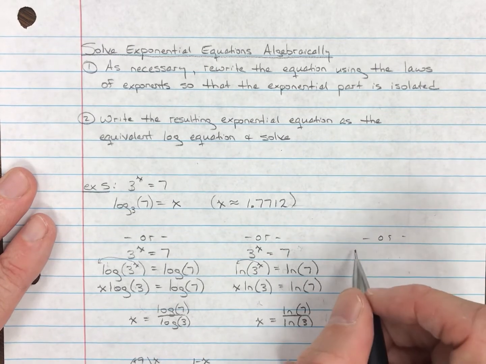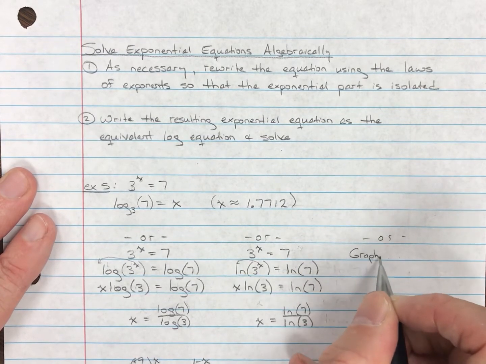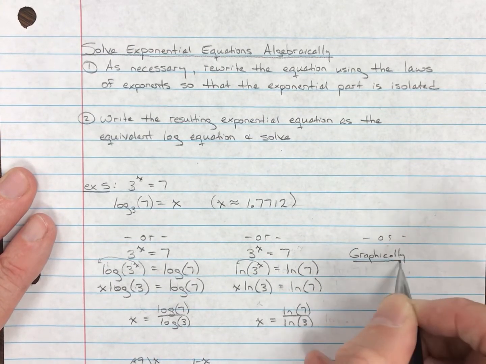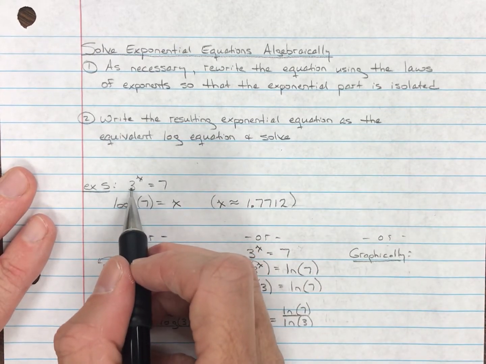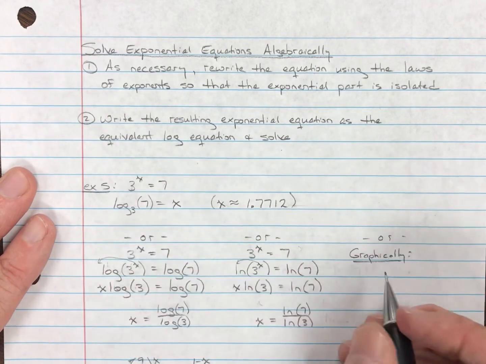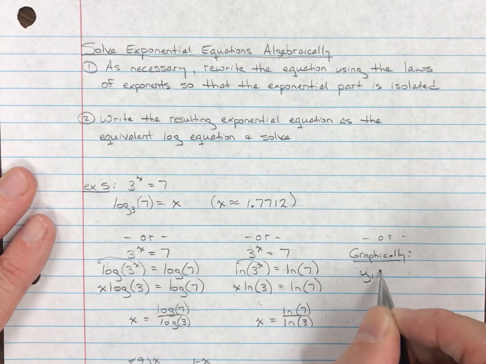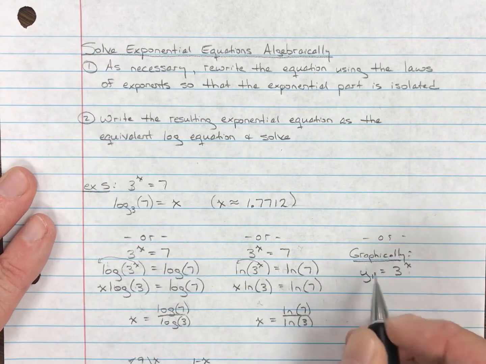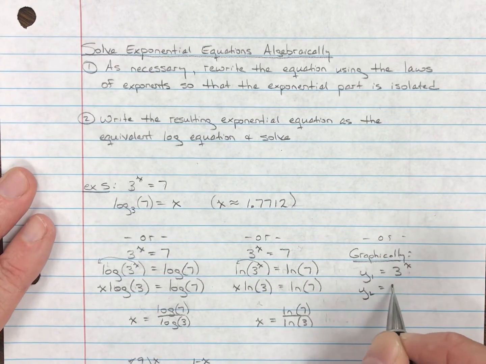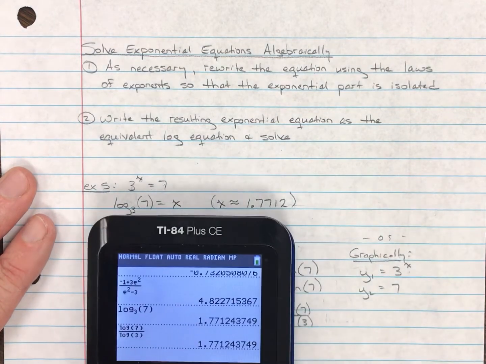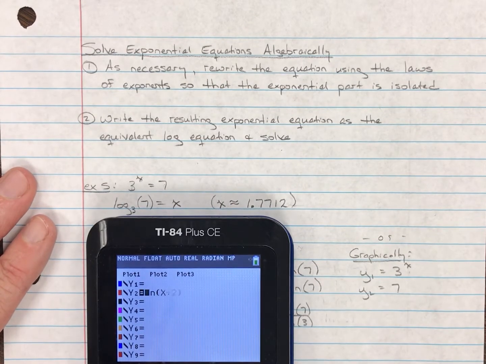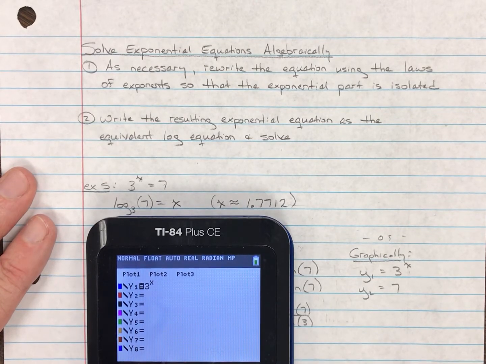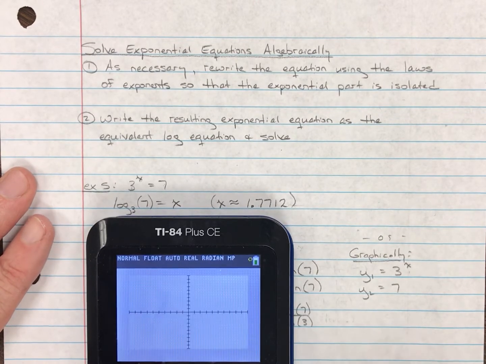Or graphically, though you won't get the exact answer, you'll get an approximation. Again, y1 equals the right side, y2 equals the left side. So y1 equals 3 to the x, y2 equals 7, which is a horizontal line at y equals 7. Let's go into here. y1 is 3 to the x, y2 is 7. I'm going to go standard.